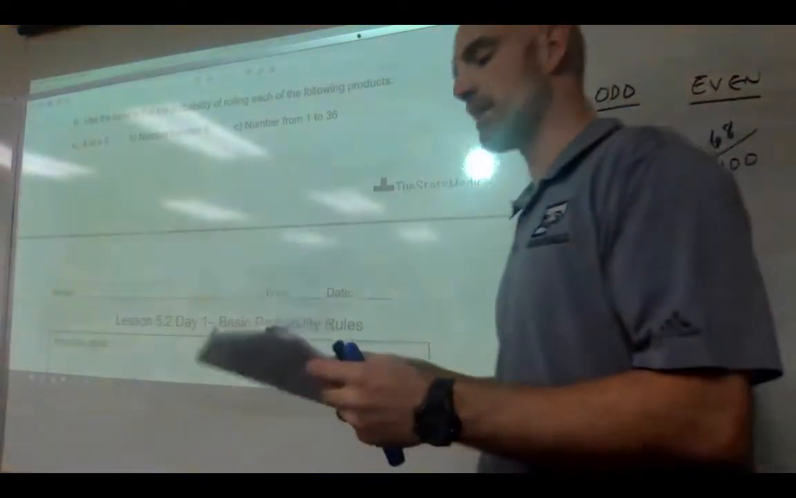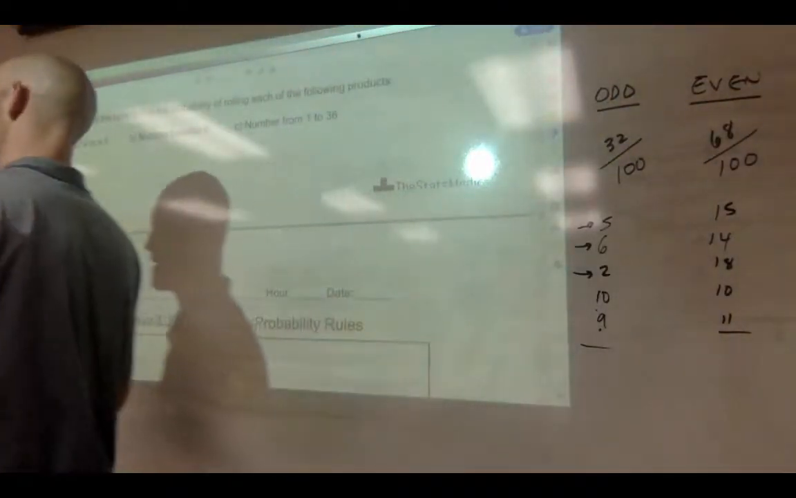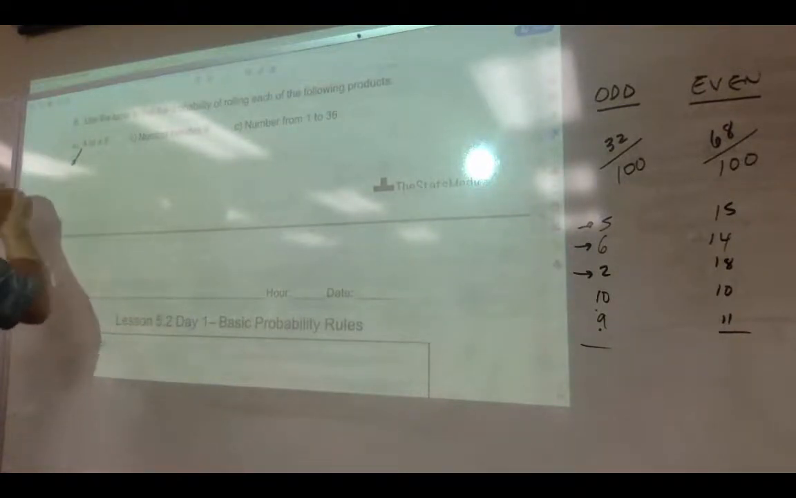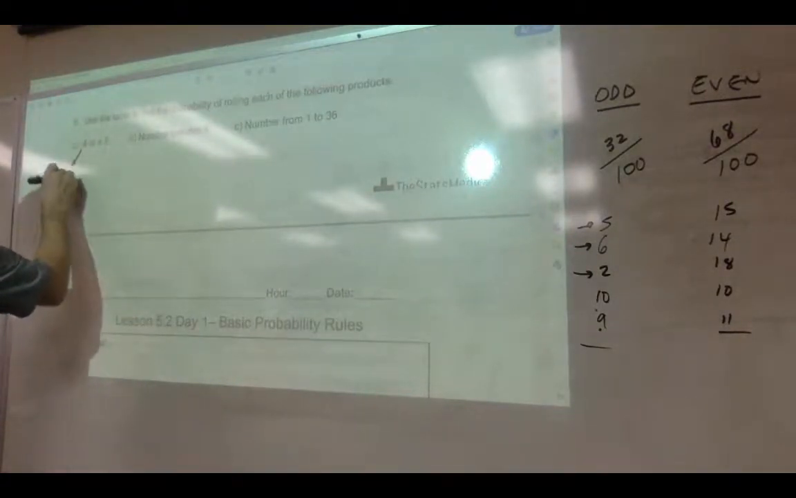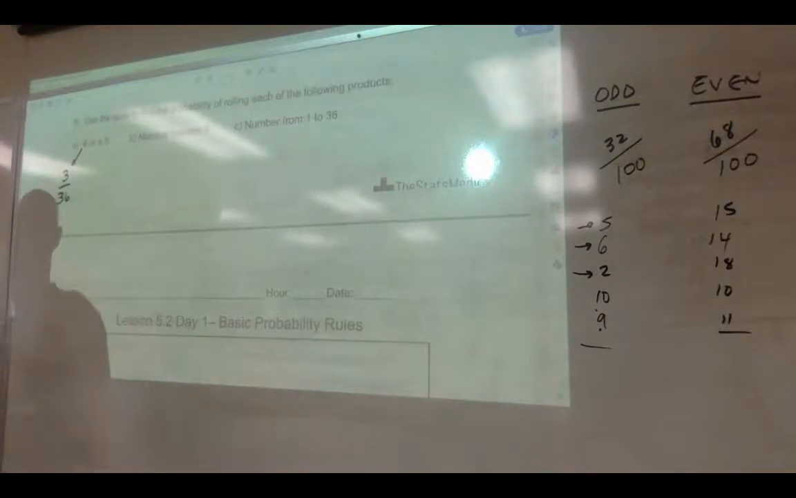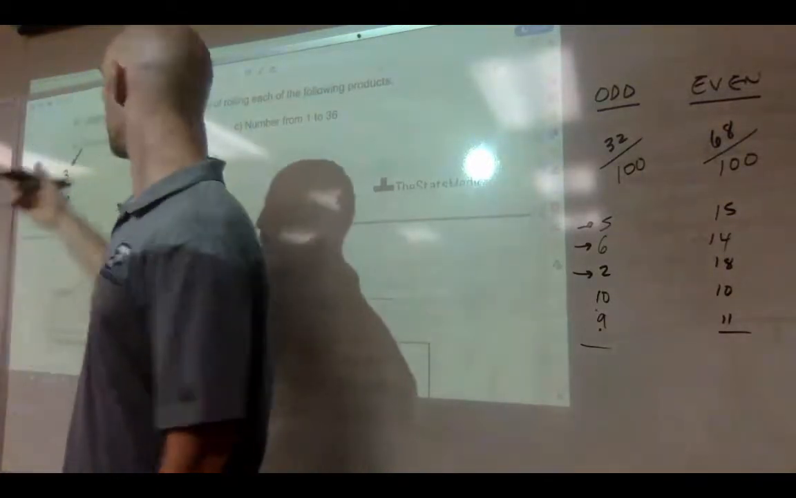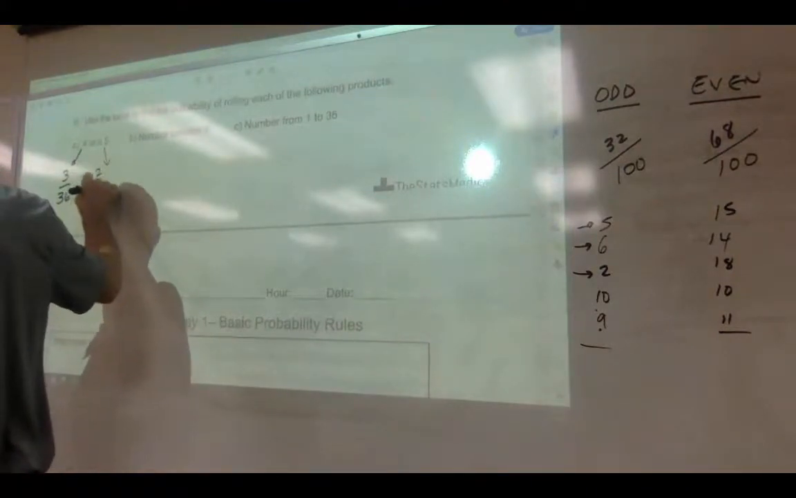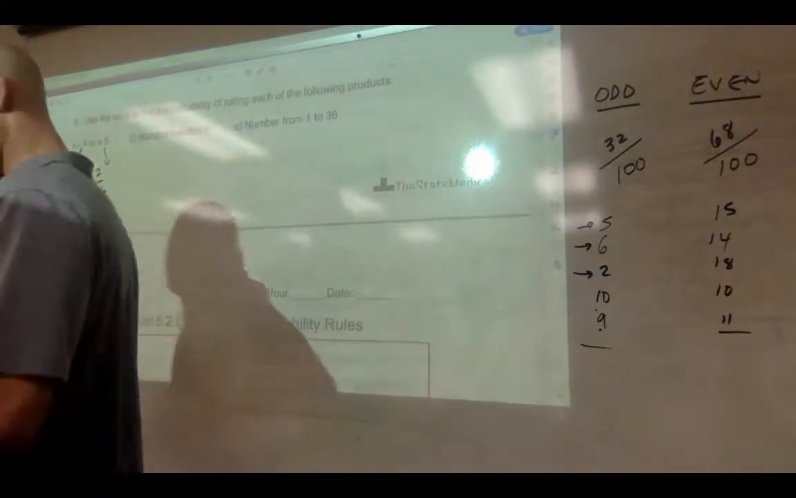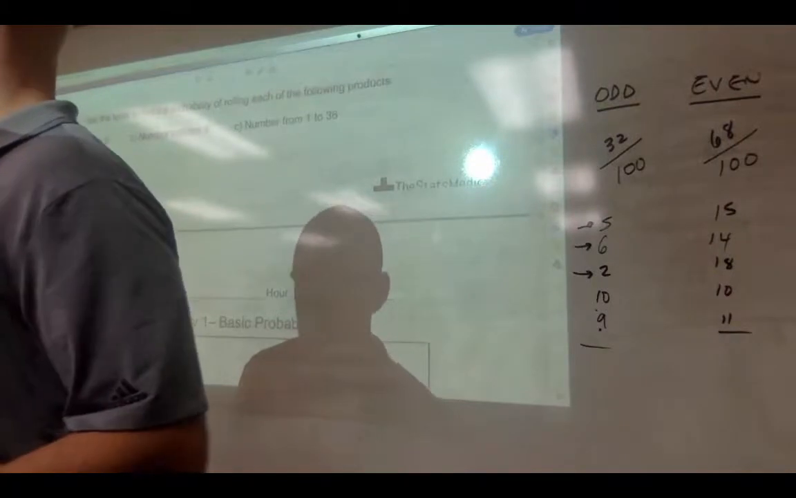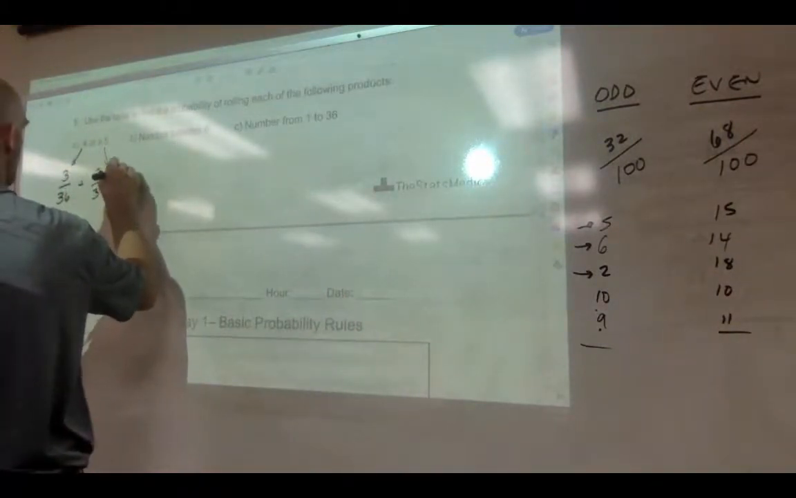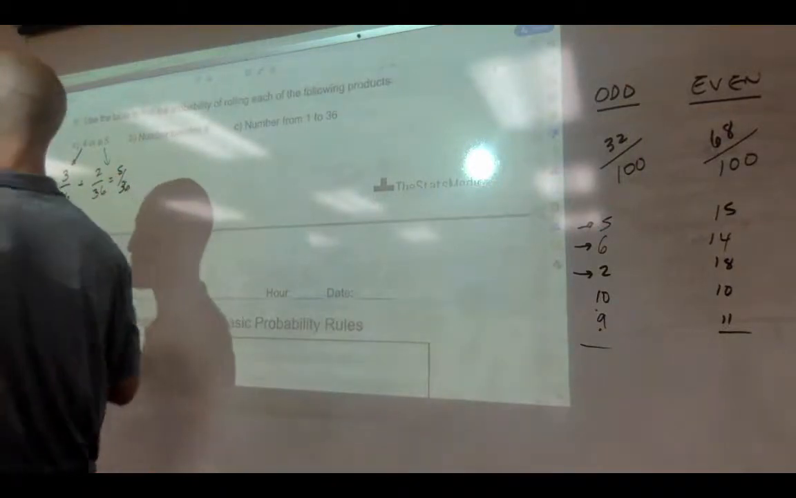What about a 4 or a 5? How many ways are there to roll a 4 or a 5? How many ways are there to roll a 4? I erased my chart. There's 3 ways to roll a 4. What about 5? 2. Okay. So what do we do with those? Add. You got to add them. There are 5 ways out of 36 to roll a 4 or a 5.